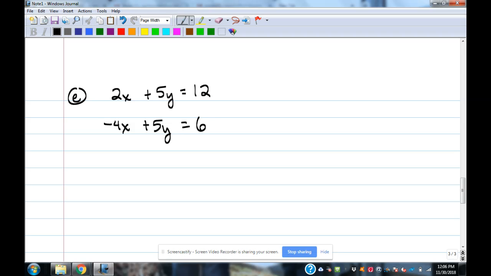Do we have opposites? No. We've got a 2x and a negative 4x. They're not opposites to one another. Positive 5y and positive 5y. Not opposites to one another. They're close, though. How do we make opposites here? What's one way?